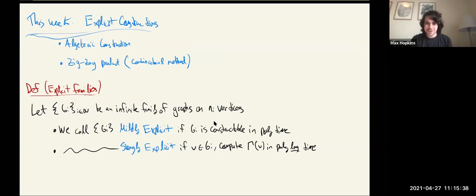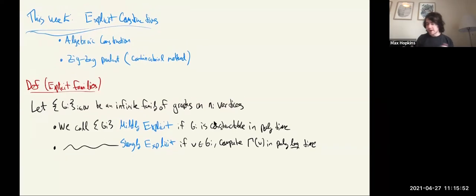Yeah. So I cheated a little bit. You're not computing the whole neighborhood, but you're given the second neighbor or the third neighbor or something like that, as Shachar said. That's right. Okay, cool. So let's go ahead and jump into our algebraic construction of expander graphs, strongly explicit family.